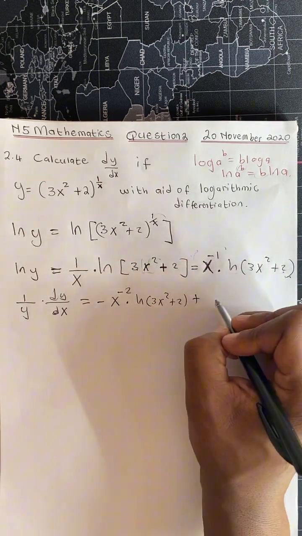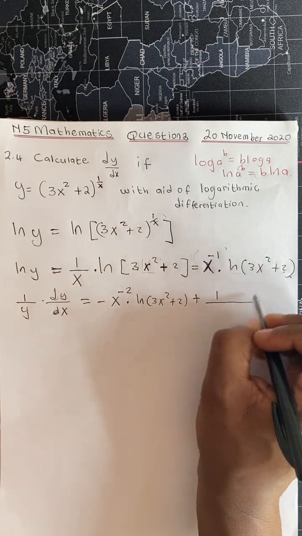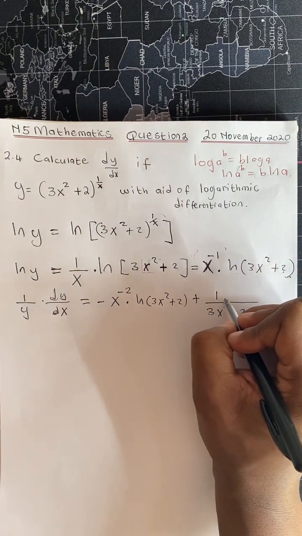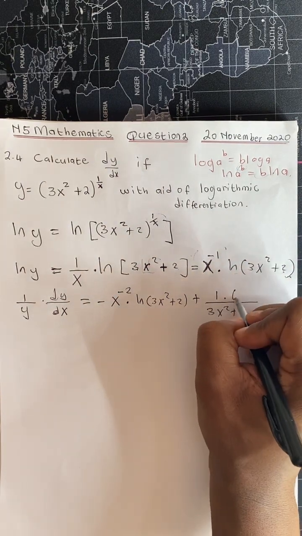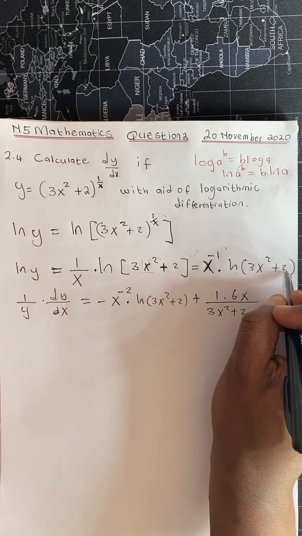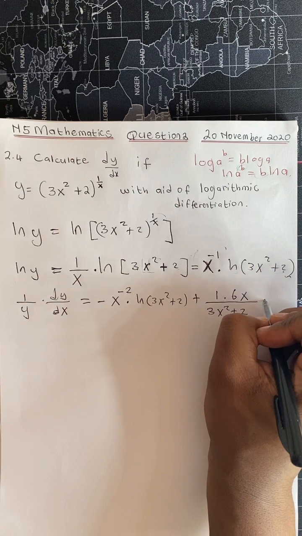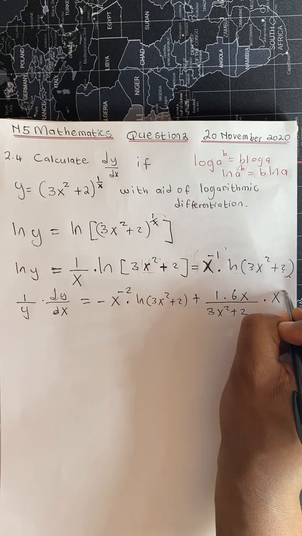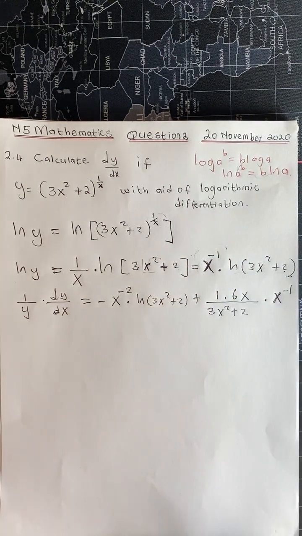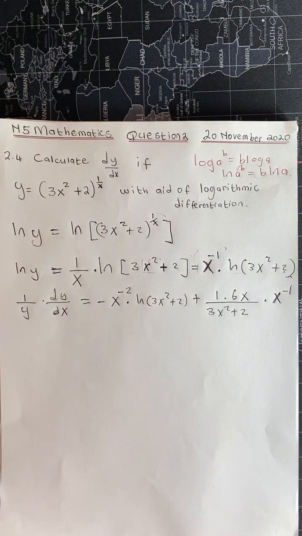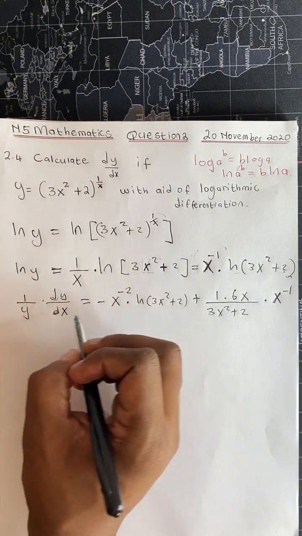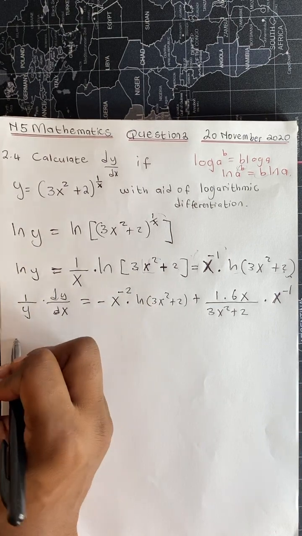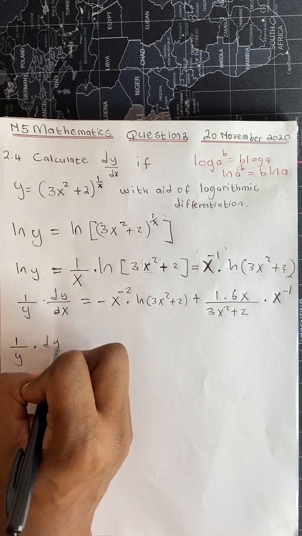So the derivative of this ln will be equals to 1 over whatever it is that is inside the ln. Now we differentiate what's inside the ln. So the derivative of the 3x squared will be equals to 6x, and the derivative of that 2 will be equals to 0. And we multiply it by this as per the rules of the product rule. So x raised to the power negative 1. So from here, we are looking for dy over dx and not 1 over y dy over dx. So this dy over dx has to be the only thing which is on the left hand side.